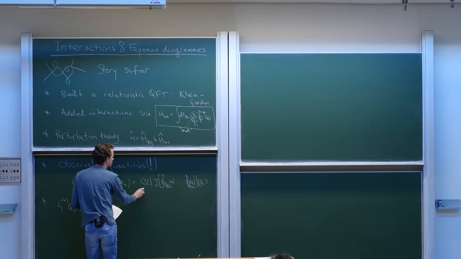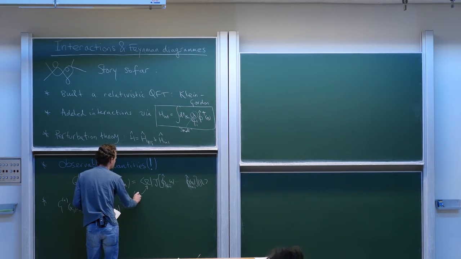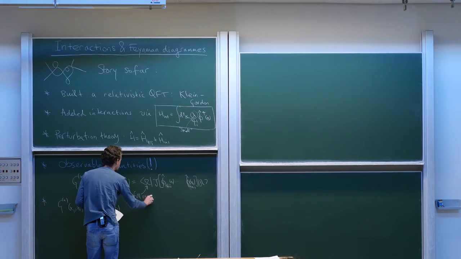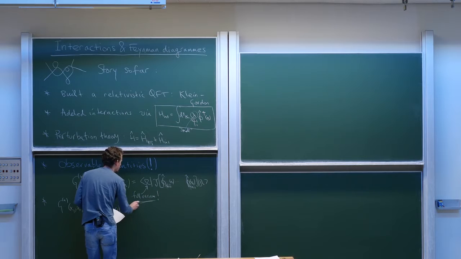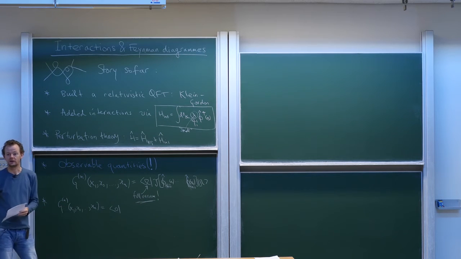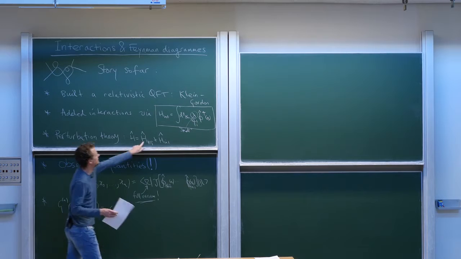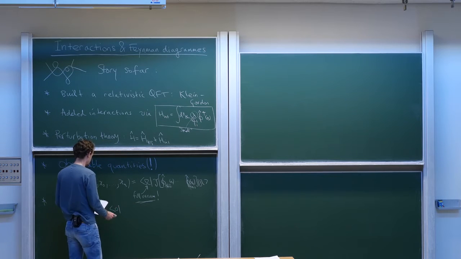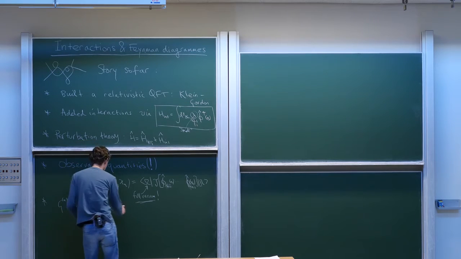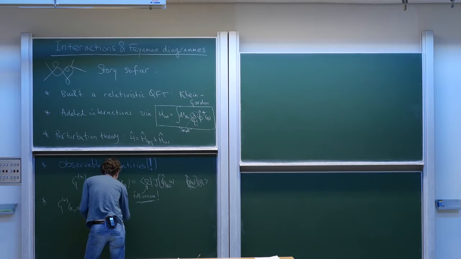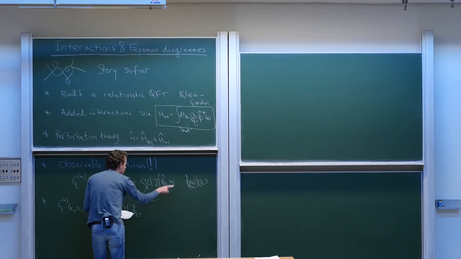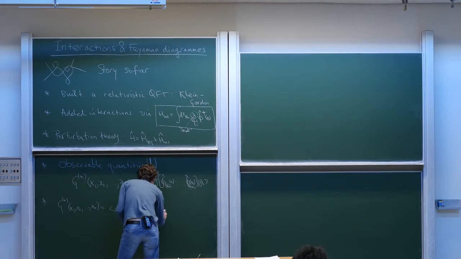So this is the full interacting vacuum here. And that's not an easy quantity to calculate when you have an interacting theory. But we argued that if you could calculate the following objects, then you would be able to calculate these quantities.